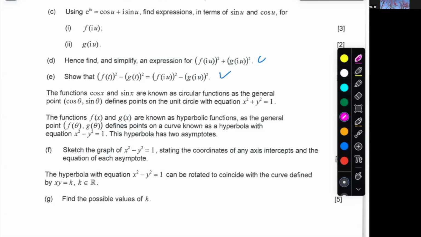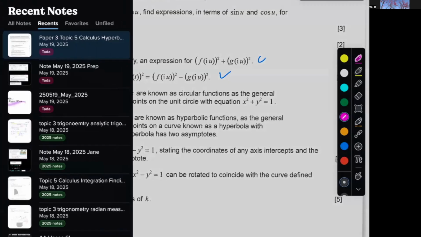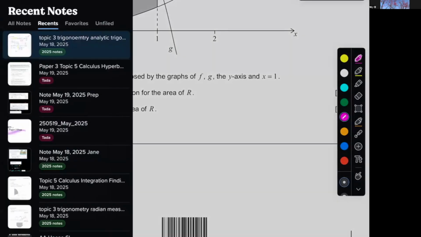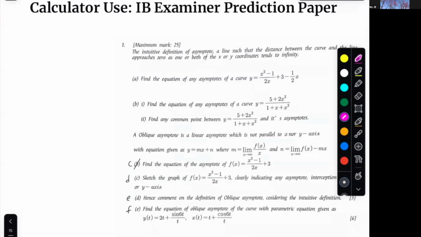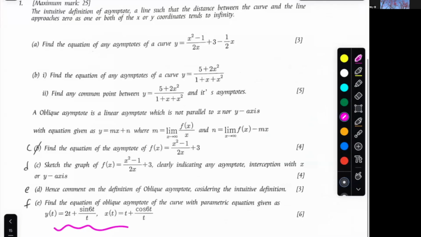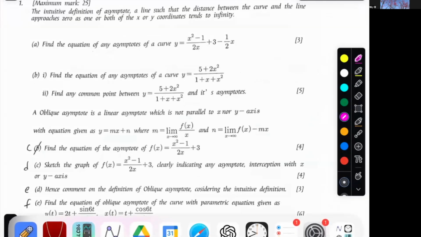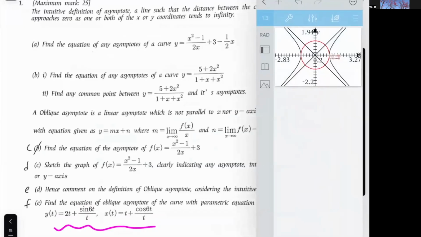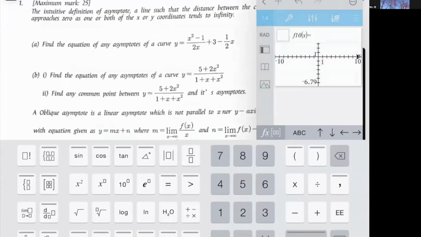The reason I'm talking about this is that this was one of the prediction questions given by the IB examiner in a school. He asked us to sketch this, right? So for that one, you should be willing to graph this on your calculator. So please be able to know how to use the parametric form.